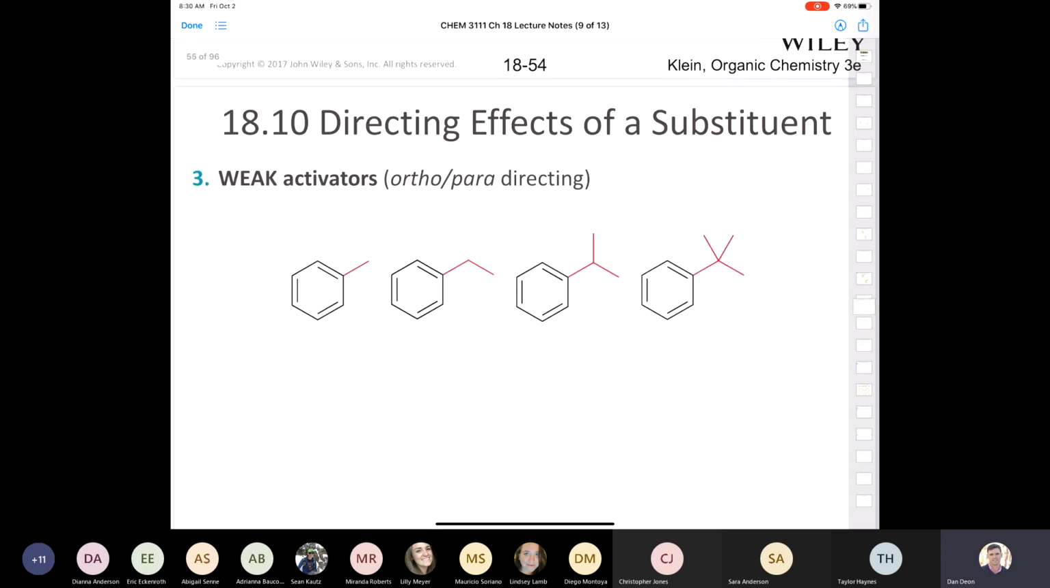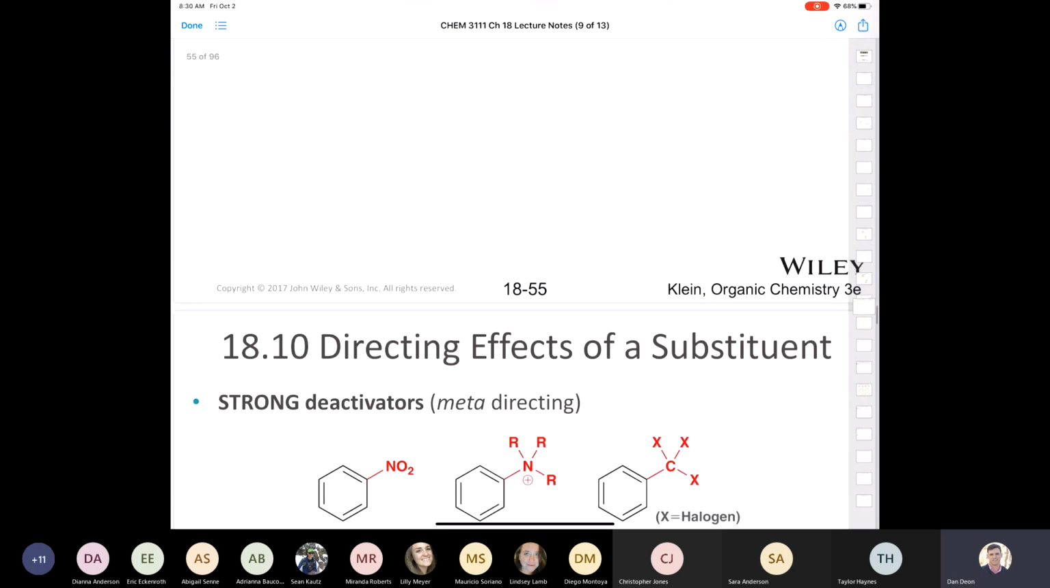Now, weak activators are alkyl groups, like methyl, ethyl, isopropyl, tert-butyl. All of these are going to be weak activators. Still ortho-para directing, electron donating via hyperconjugation, but they're only going to weakly activate the ring.